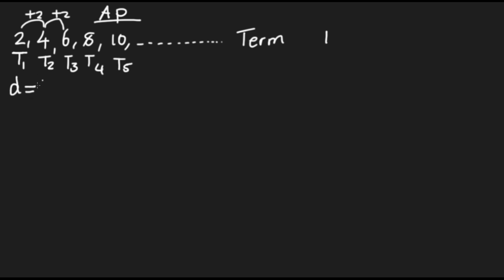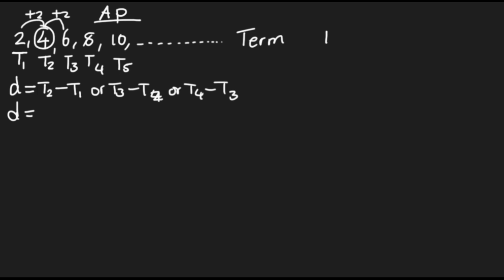Now, what is the formula? So the formula is second term minus first term. So the number in front minus the number on the back. Or we can say third term minus second term. Or fourth term minus third term. Okay, let's see if we can find a common difference. So what is the second term?